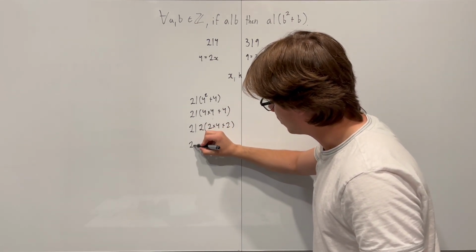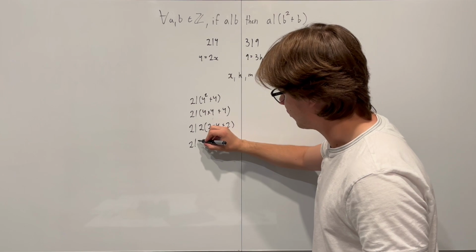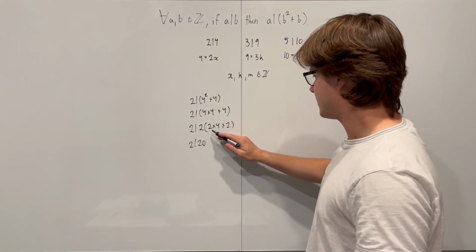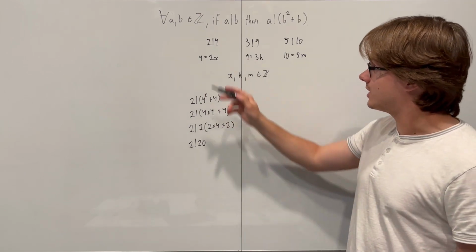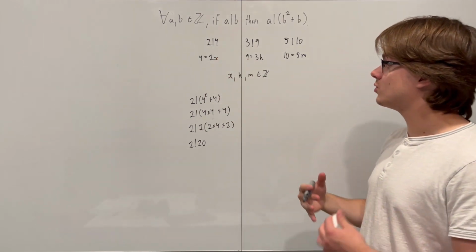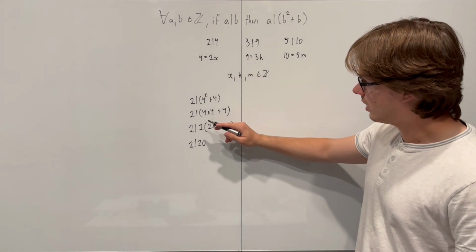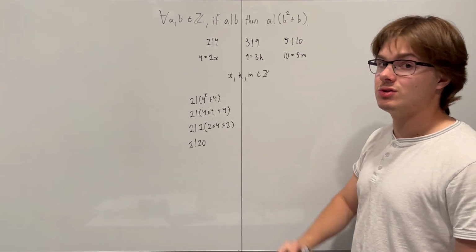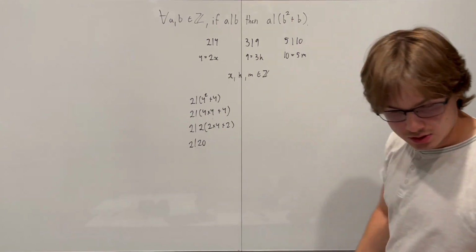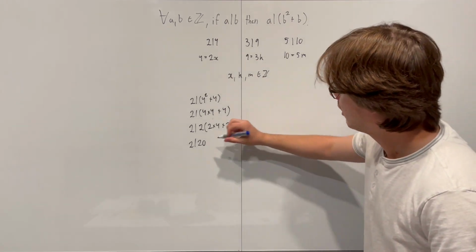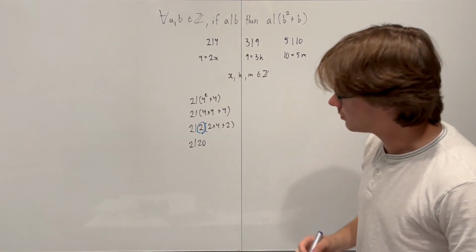This up here is going to be equal to 16 plus 4, which is 20. This is going to be 8 plus 2 is 10, times 2. So yes, it's true that 2 divides 4, and 2 also divides 4² plus 4 because 2 divides 20. And the reason 2 divides 20 is because 20 can be written as a multiple of 2.